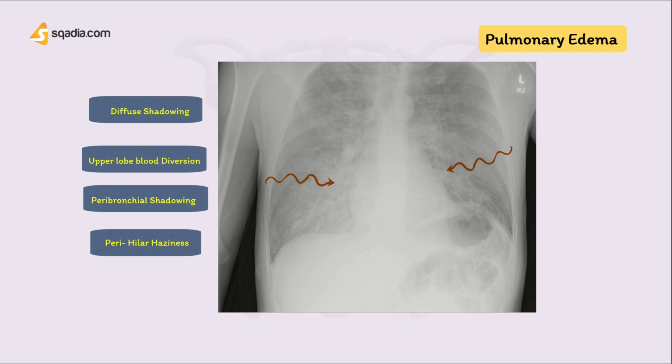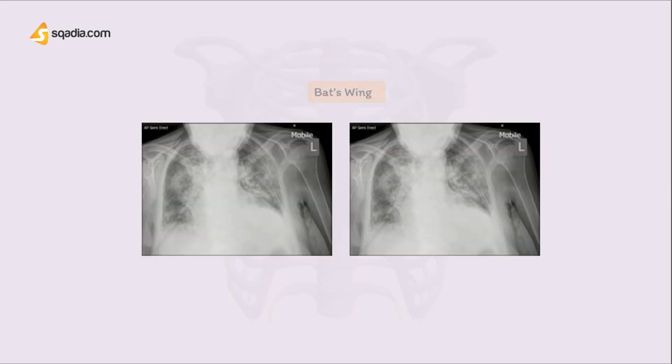And in acute cases, you may see the characteristic bat's wing pattern, in which the opacity takes the shape of a bat's wing. Now, you may have to use your imagination here.